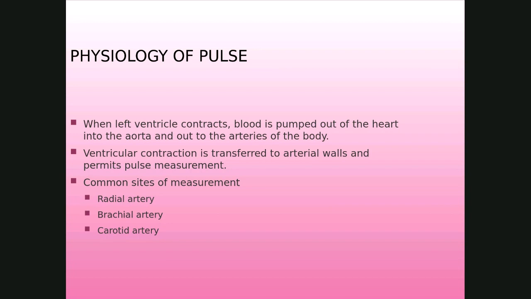Some common sites where we measure the pulse are the radial artery, which is found by the radius in the wrist on the thumb side; the brachial artery, which is in the antecubital fossa of infants, right in the little bend in their elbow; and the carotid artery, which was the picture they were just showing us, where they're measuring it in the neck.